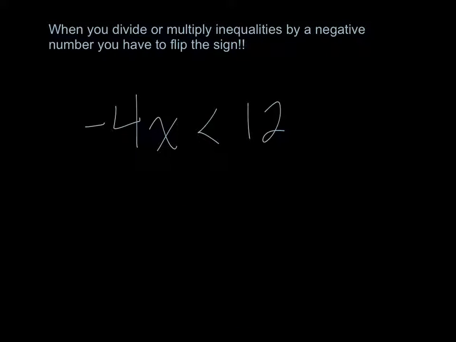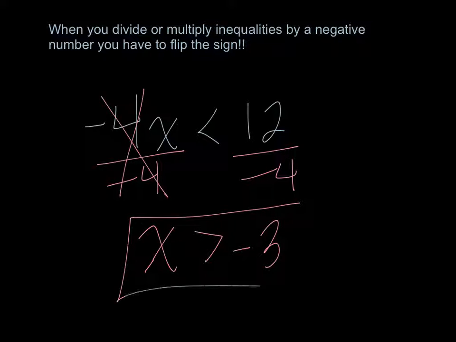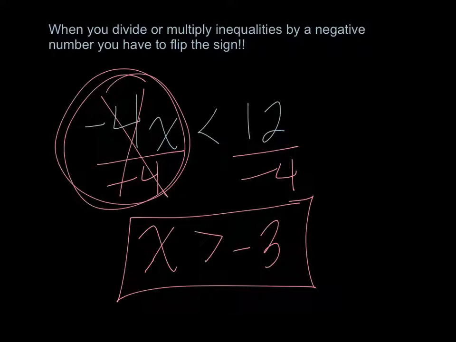One important rule to remember with inequalities is when you divide or multiply inequalities by a negative number, you have to flip the sign. So if we look at the example below, negative 4 times x is less than 12. If we divide both sides by negative 4, the 4's cancel, we're left with x, and now we flip the sign to make it greater than 12 divided by negative 4, which is negative 3. So be careful when you have these negatives that you flip the sign of the inequality here.